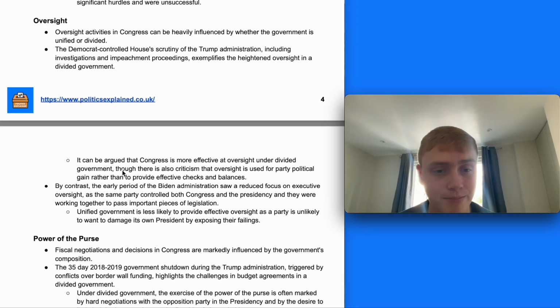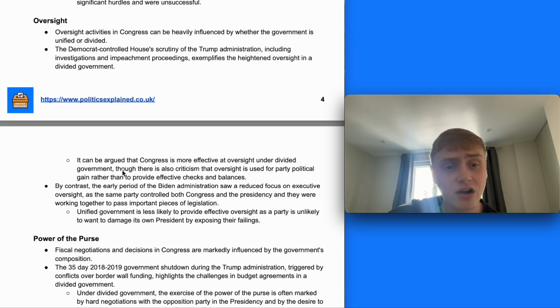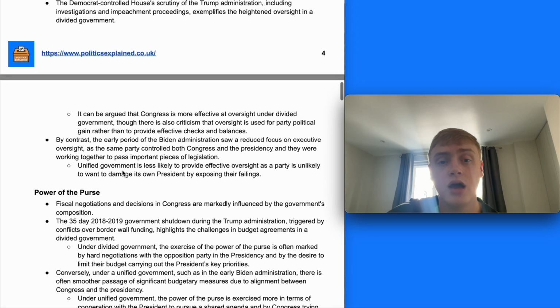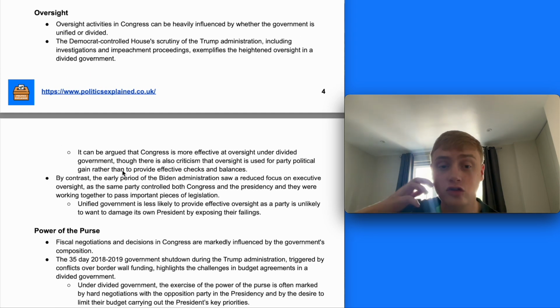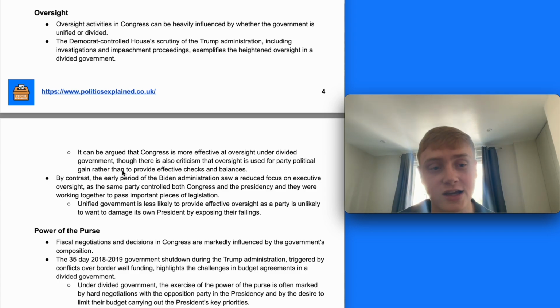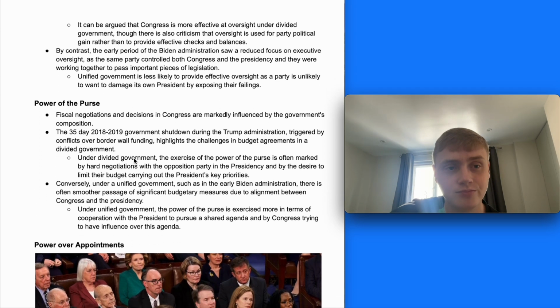By contrast, the early period of the Biden administration, when there was a unified government, saw a reduced focus on executive oversight as the same party controlled Congress and the presidency, and they were working together to pass important pieces of legislation and pursue legislative goals rather than seeking to damage each other. So that shows that unified government is less likely to provide effective oversight, as they don't want to. The party isn't going to want to damage its own party and its own president.